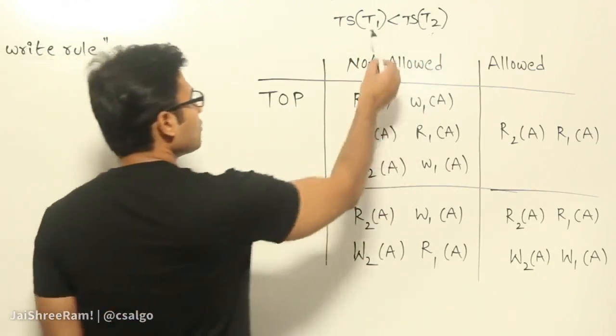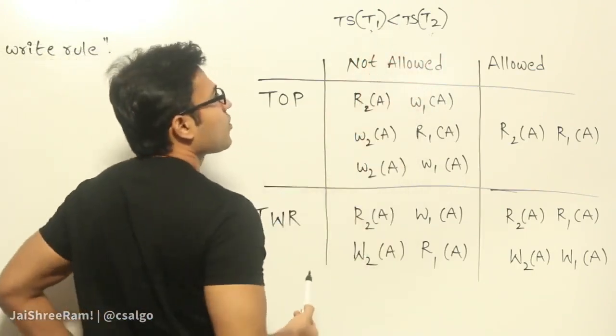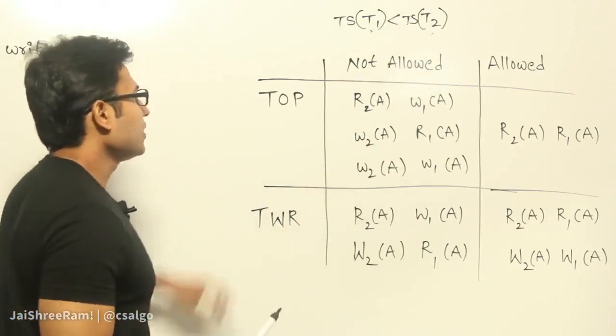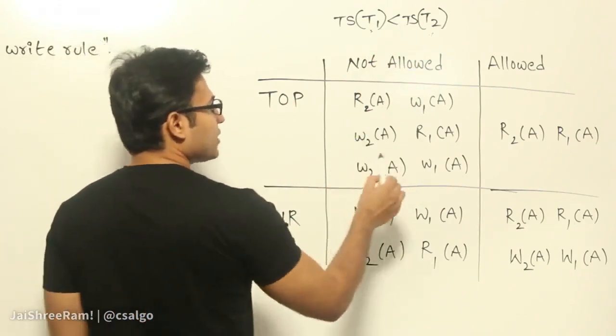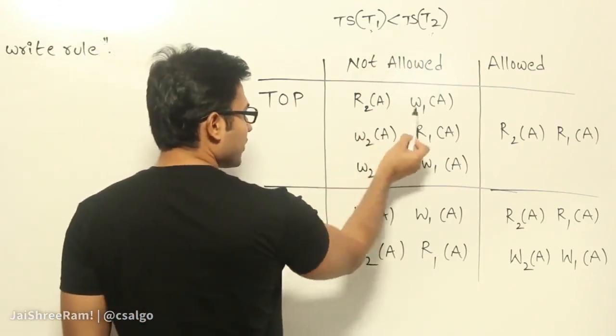Now as per this rule, what are the types of conflicts which will not be allowed by the timestamp ordering protocol? Now see this. If there is any conflict, let us say there is a conflict, read and write.